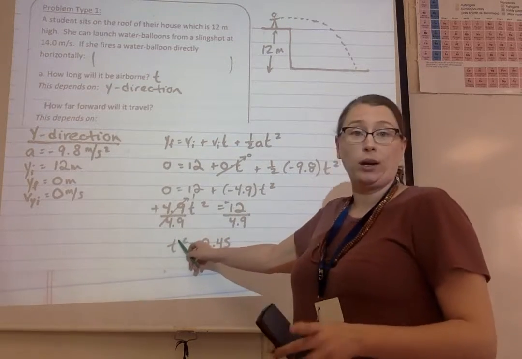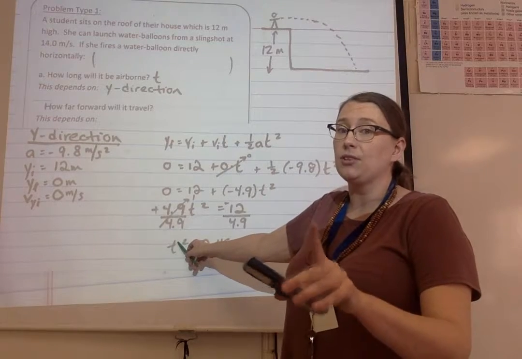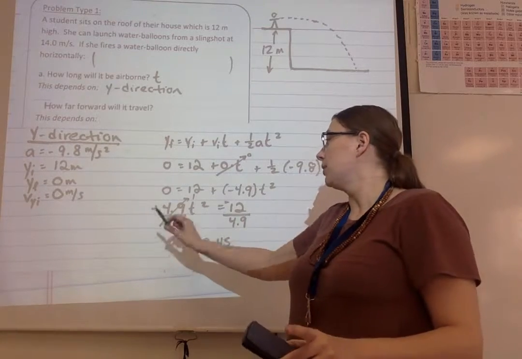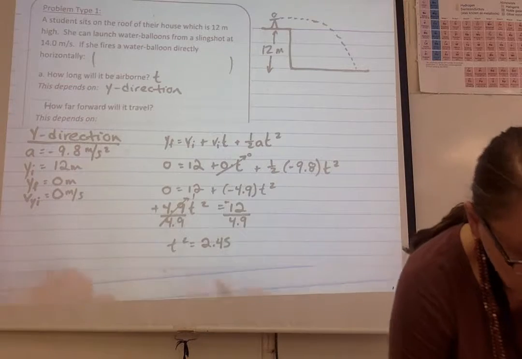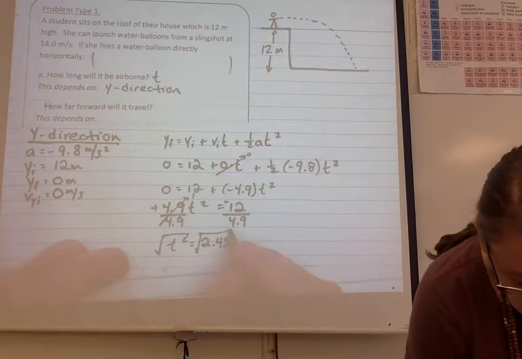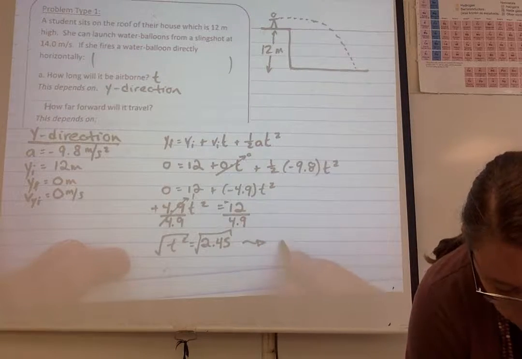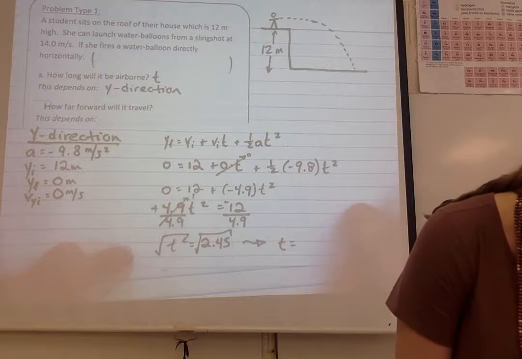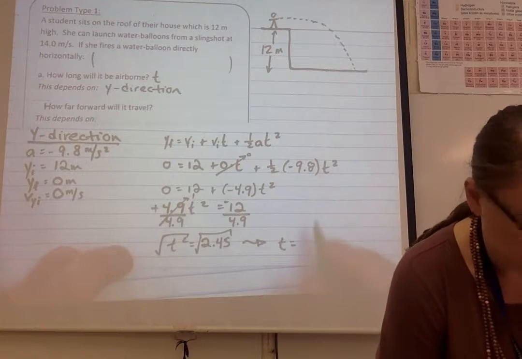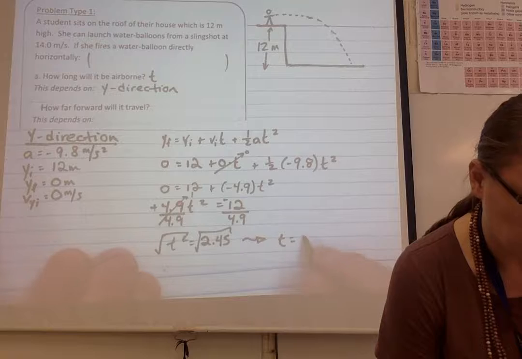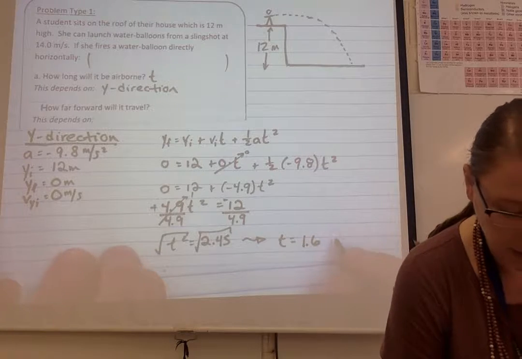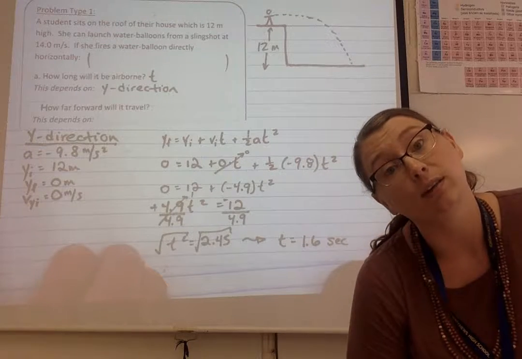So to undo that squared, every function has an undo. The undo of squared is square root. So let's square root both sides. So therefore, t is the square root of 2.45, which is 1.56, but with only 2 sig figs, let's call it 1.6 seconds. Check in your calculators if I'm right. If I'm wrong, tell me tomorrow.